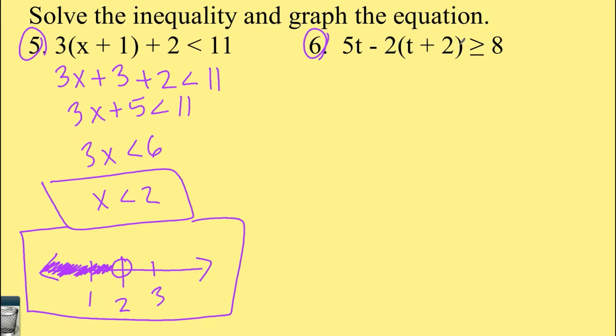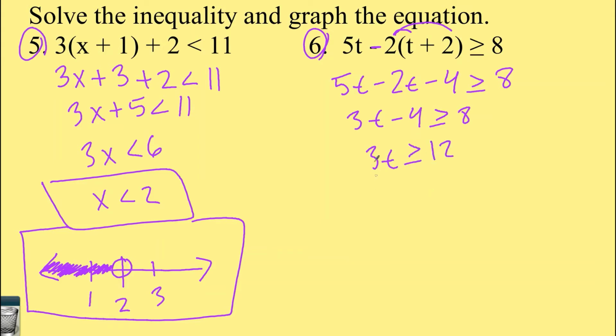All right, let's do number 6. Again, I don't like the parentheses, so I'm going to distribute what's in front of it, but I'm going to make note there's a negative. So this becomes 5t minus 2t minus 4 greater than or equal to 8. Combine those t's. 3t minus 4 greater than or equal to 8. Move the 4 over.